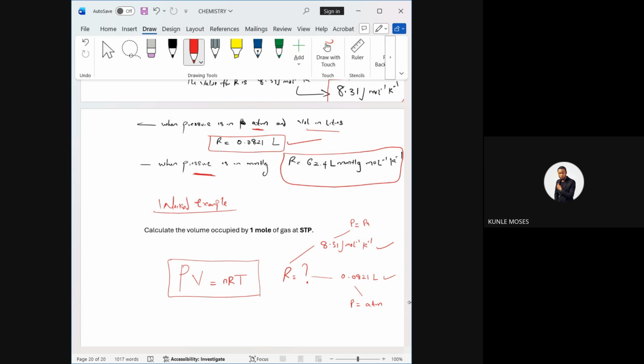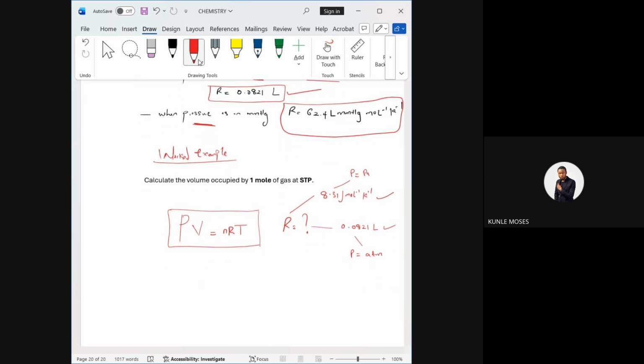PV equals nRT. Look at the question. They ask for V. If you make V the subject of the formula, we have V equals nRT over P, isn't it? Then you slot in all your parameters there. What is your n? You said 1 mole, right? That will be 1 multiplied by your gas constant. Since your pressure is in ATM, we can use any of the two, actually, but let's use this one.